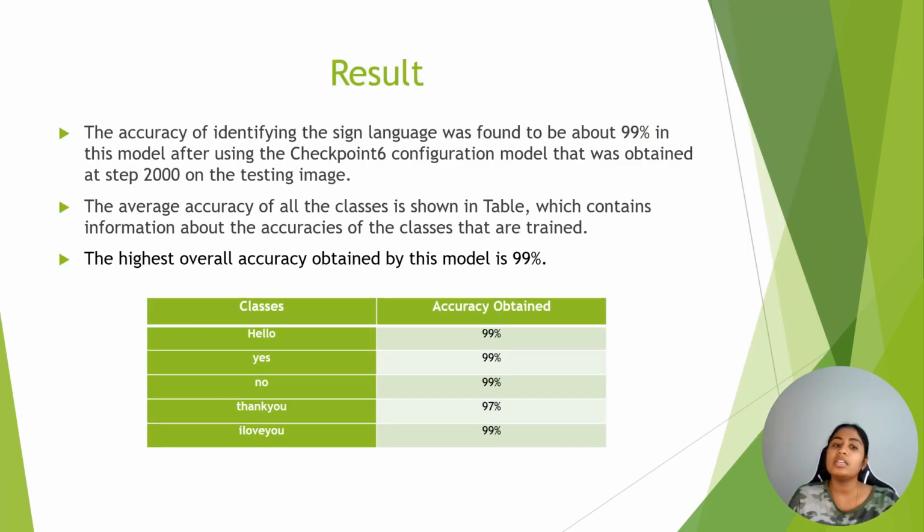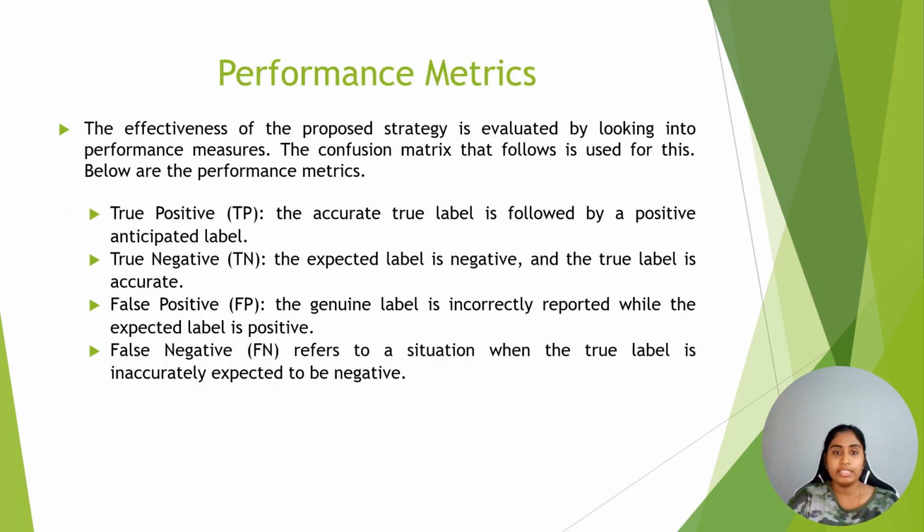The accuracy obtained approximately for all the images is 99%. For thank you, I got 97%. This has been obtained at step 2000 on the testing images. So according to the table, the highest overall accuracy that I've got is 99%. And next are the performance metrics, as I have shown in the code. There are accuracy, recall, and precision. Those are the performance metrics.